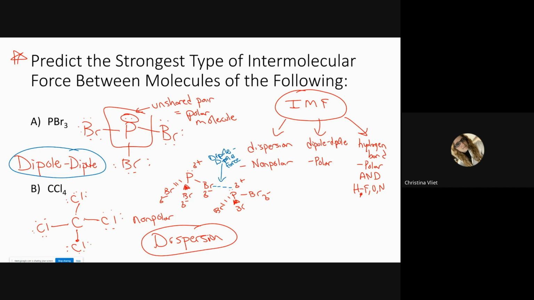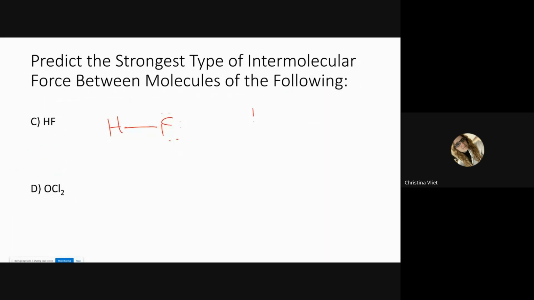Hydrogen bond. Because not only is it polar, it's hydrogen, which has a low electronegativity, connected to one of the 3 most electronegative elements. So if you see hydrogen directly connected to fluorine, oxygen, or nitrogen, this is called a hydrogen bond. Meaning if I had multiple HF molecules, they would be attracted to each other via hydrogen bond.